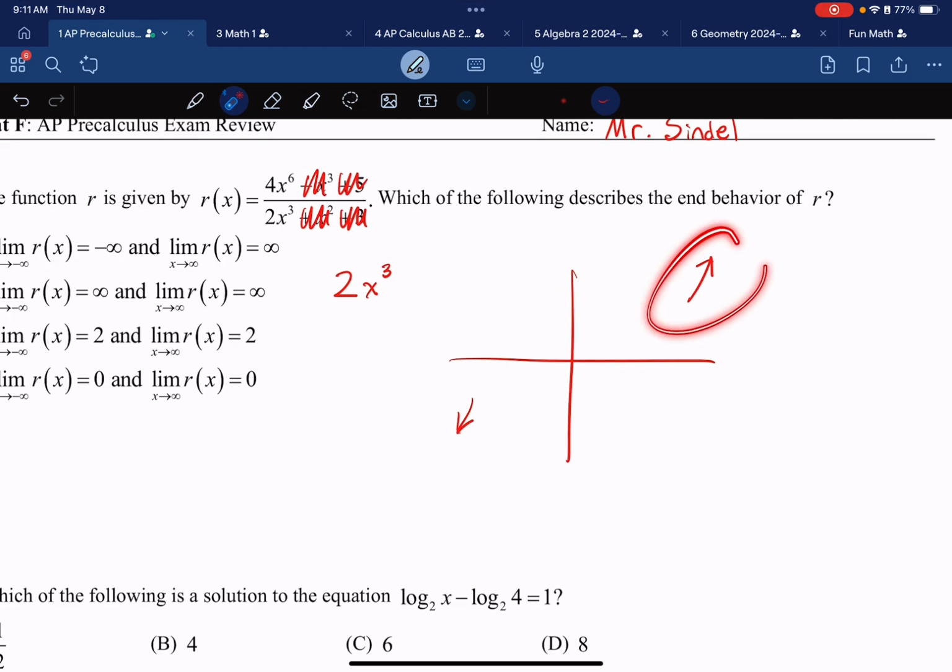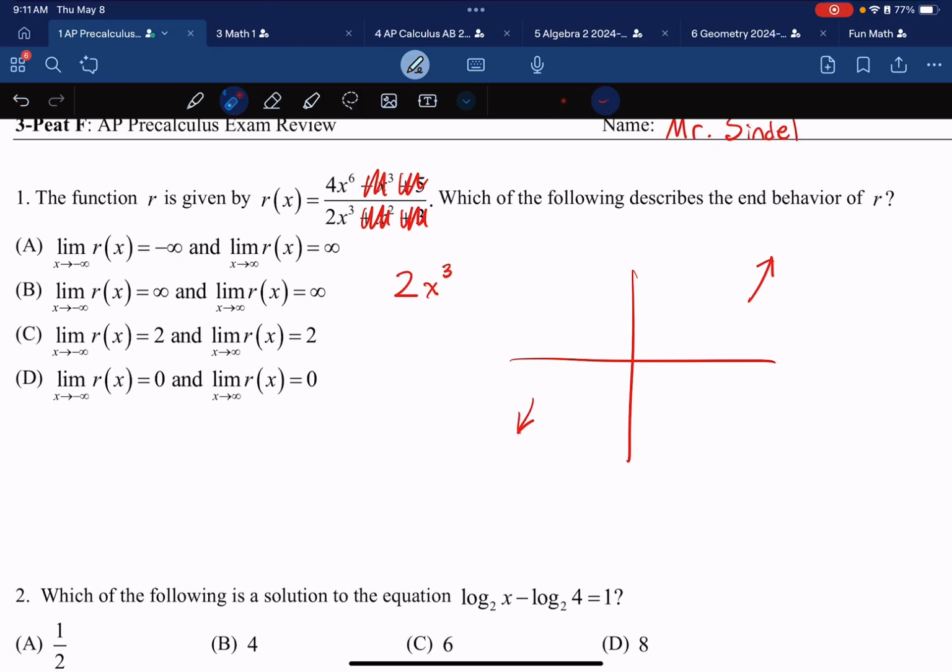So there's the answer. We just need to write this down. So we say, when we go to the right, we should be going up. So these both say we're going up. And when we go to the left, we should be going down. So the correct answer here is A.